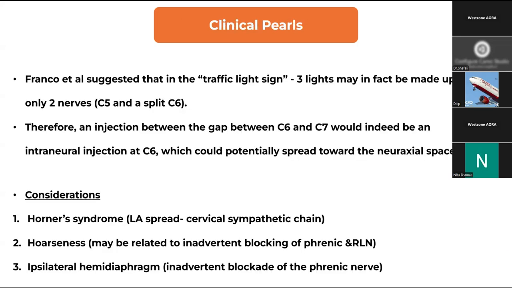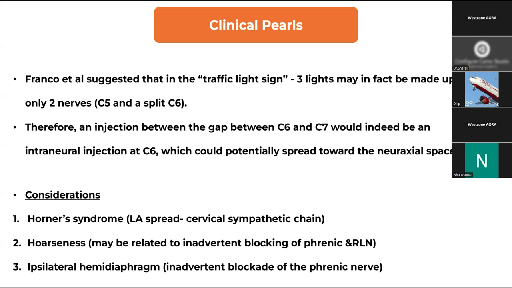Franco et al. suggested that the traffic light sign, which is classical of the interscalene block, may in fact be just two nerves, a C5 and a split C6. Therefore, the injection between the gap of C6 and C7 would indeed be an intraneural injection at C6, which could potentially spread to the neuroaxial space as well.